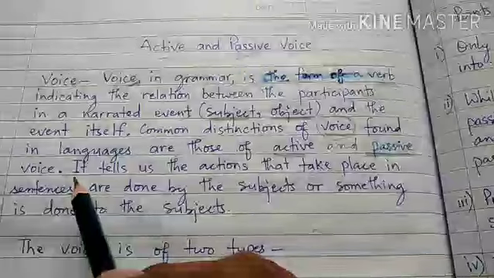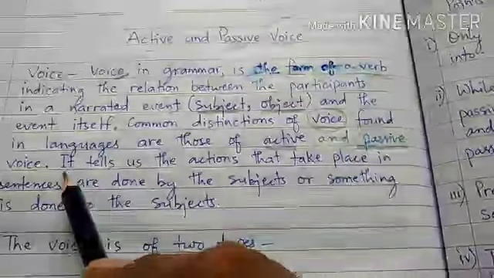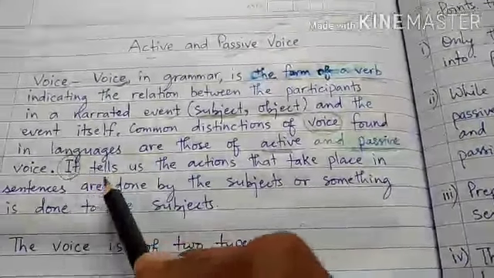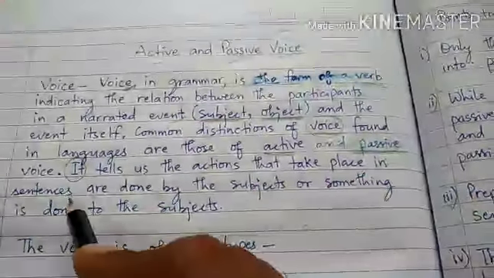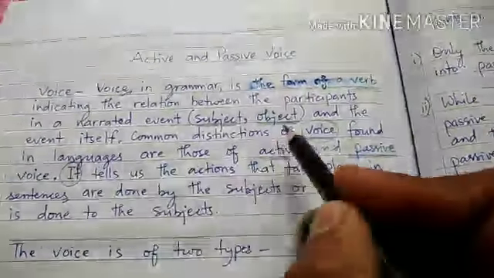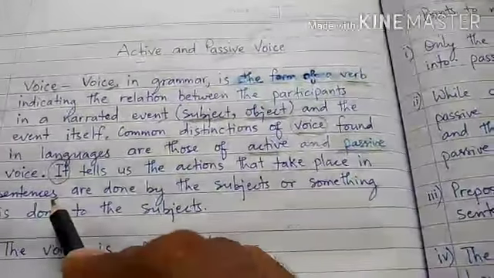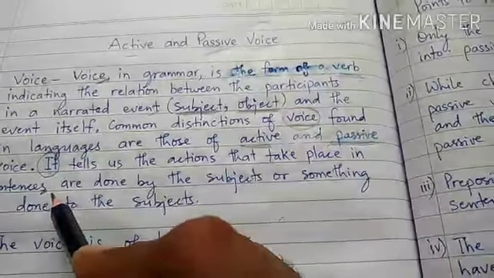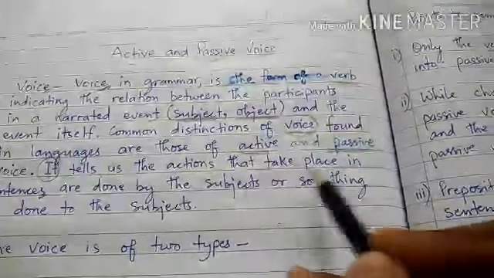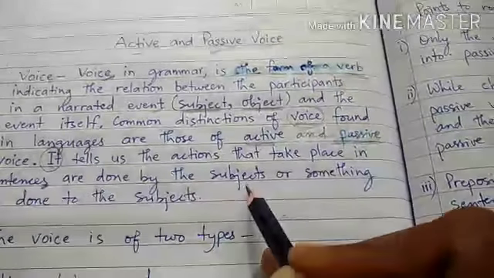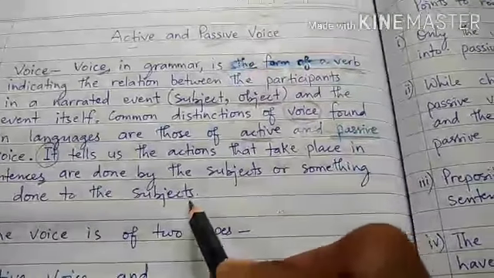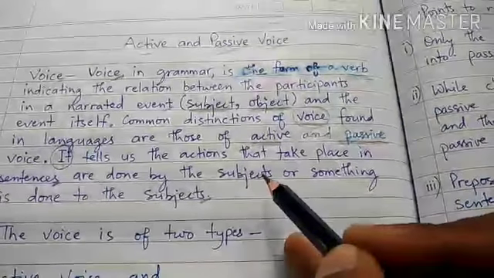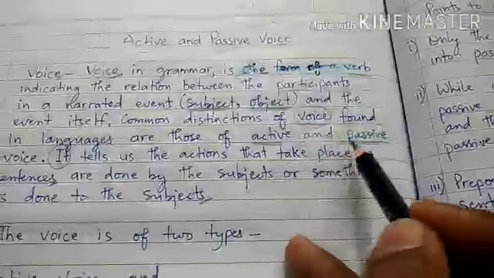Okay, so further we have to understand the definition of voice. It tells us the actions. That means voice tells us the actions that take place in sentences. So voice हमें क्या बताते हैं? जो काम सेंटेंस पे होता है उस काम के बारे में हमें बताते हैं. So how does it tell us about the actions that take place in sentences? The actions that take place in sentences are done by the subject or something is done to the subject. So in two ways we express the same actions. One is in active voice, another is in passive voice.